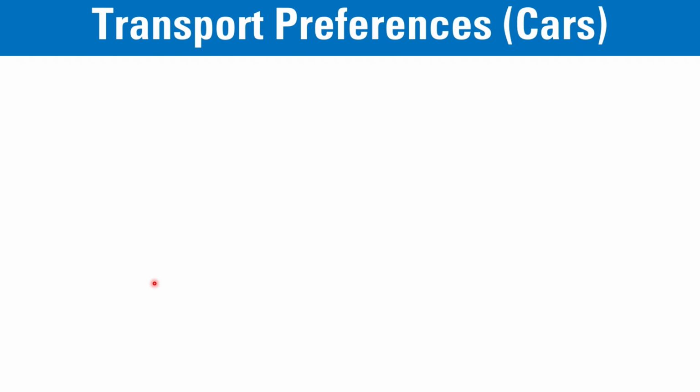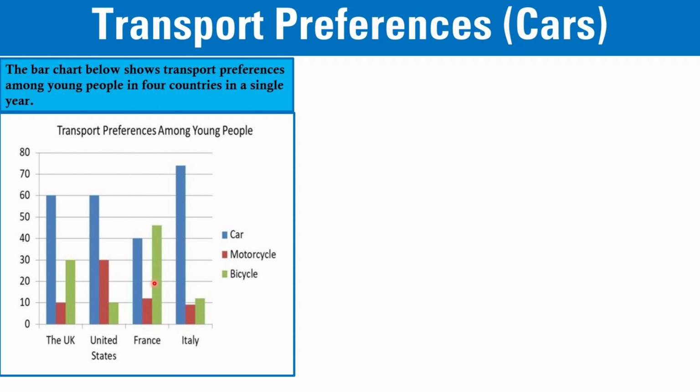Let's apply our sentence structures to one category from the transport preferences graph, cars. We can start with cars because this category has the clearest pattern, with a very high figure in Italy and the lowest in France. That makes it an easy example to demonstrate the method.